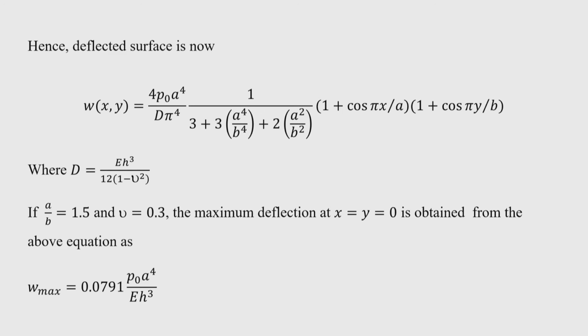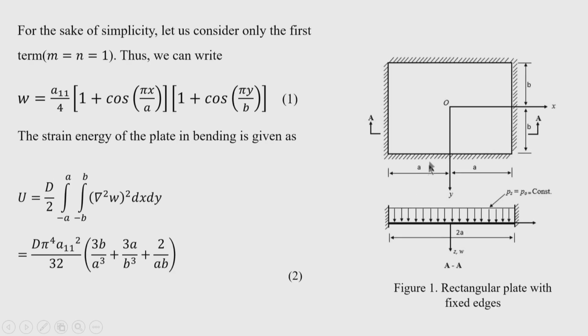So, if I take a by b as 1.5 and Poisson ratio as 0.3, then we can calculate the maximum deflection at x equal to 0, y equal to 0. Why have I taken this as the point of maximum deflection? Because for a symmetrically loaded plate, which has symmetrical boundary and loading is also symmetrical, the maximum deflection is going to take place at the center of the plate. So, the center of the plate has coordinates x equal to 0 and y equal to 0, because we have taken the origin at the center of the plate.